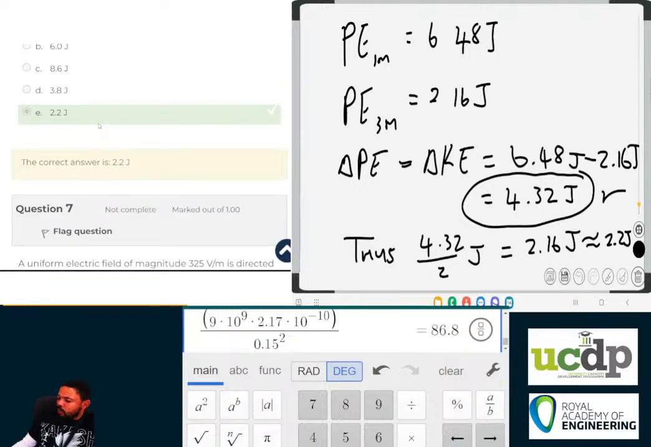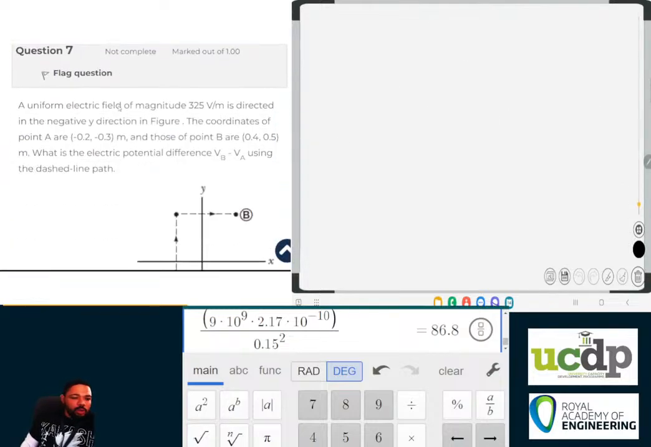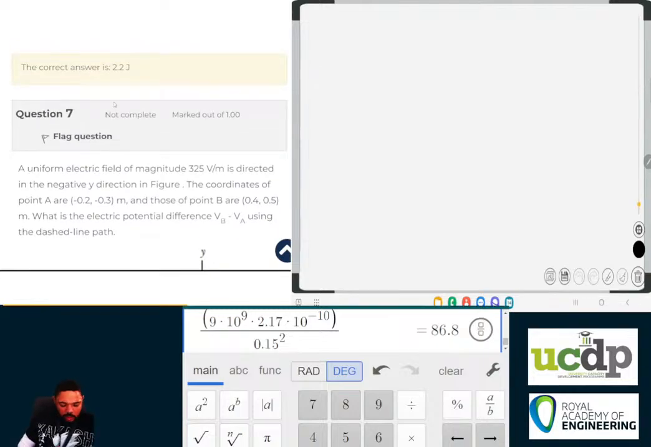Yes, that is correct. They have 2.2 joules when they are 3 meters apart. Now, problem number 7 is rather an interesting one. There are 2 ways of doing it. One is using calculus, and the second way is much easier, and I will do it using the second method.